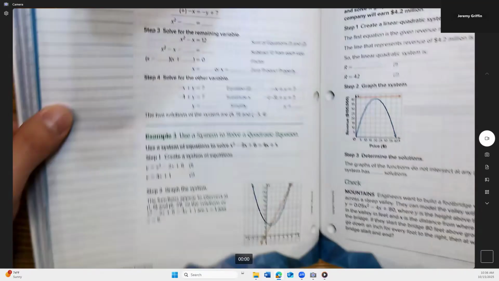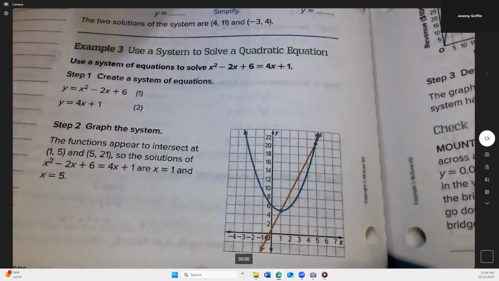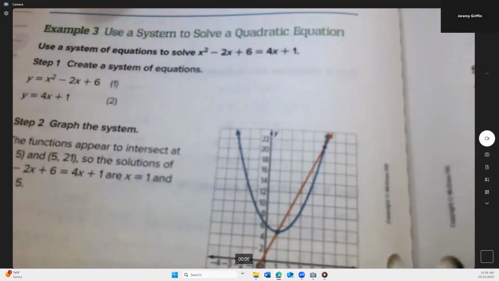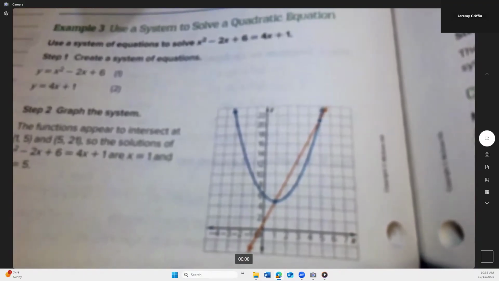Here, I can hold this closer. No, it doesn't. I tried many times, so this is the best I can do. Yeah, you can hold it closer.